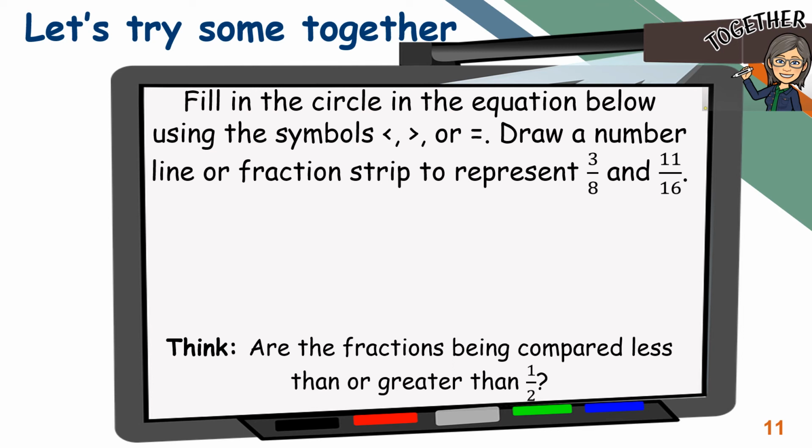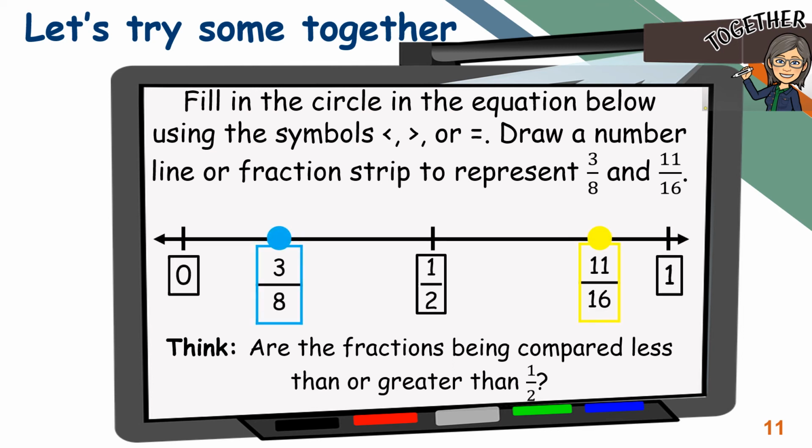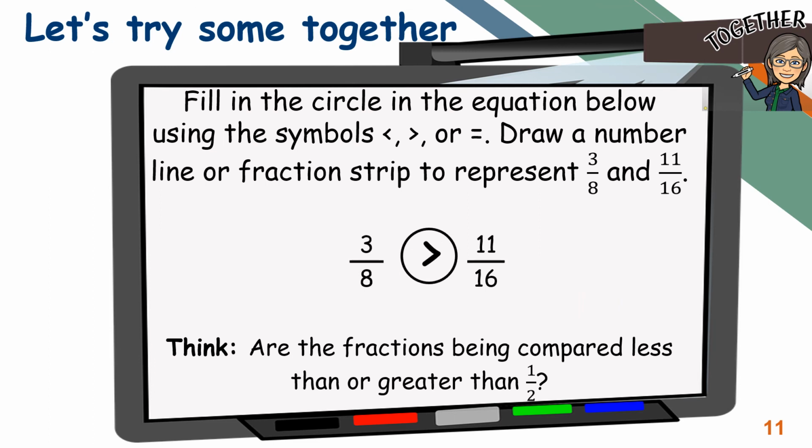Let's check. When we put 3/8 on the number line, we can see that it is less than 1/2. When we put 11/16 on the number line, we can see that it is greater than 1/2. So if 3/8 is less than 1/2 and 11/16 is greater than 1/2, then 3/8 is less than 11/16.